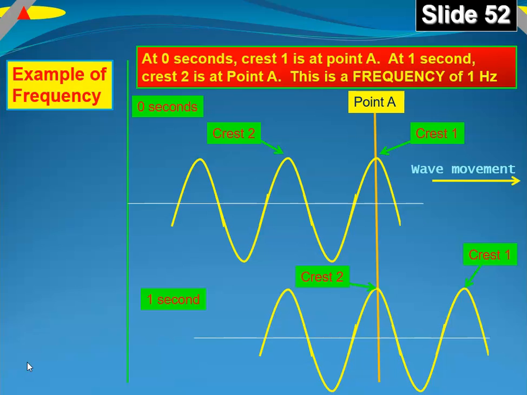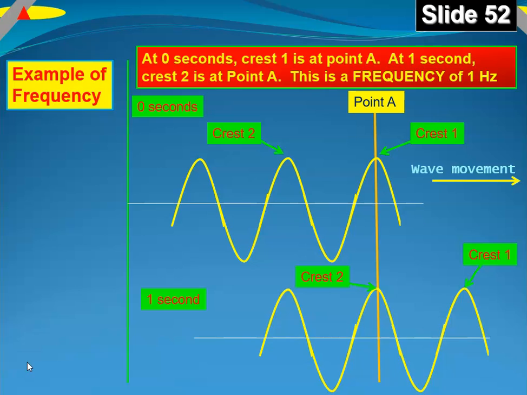One second later, you look at the image on the lower half of the screen, and it shows that crest 2 has moved over below you. So it's kind of a before and after picture, since I can't show motion on the screen. What this means is that one cycle of the wave passed you and it took 1 second. So that's a frequency of 1 hertz.